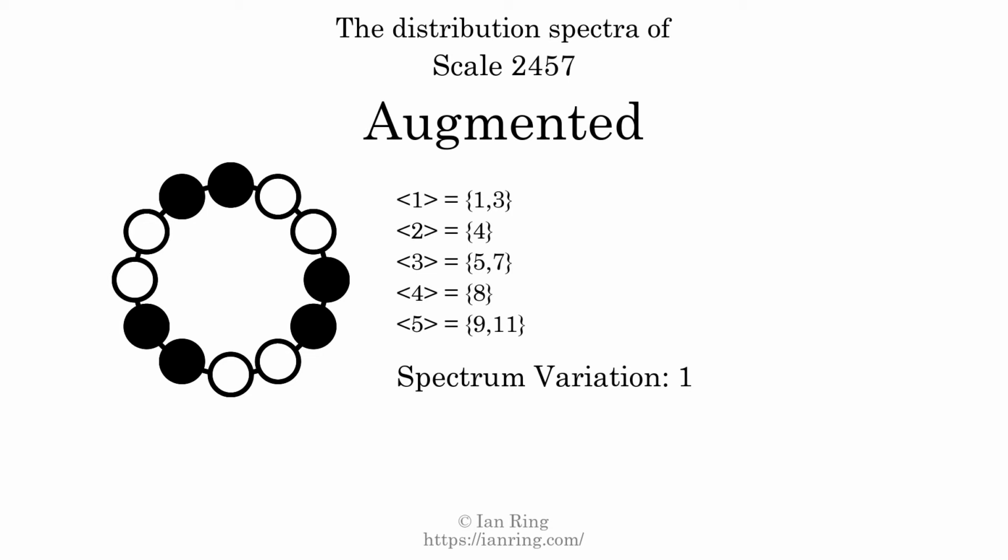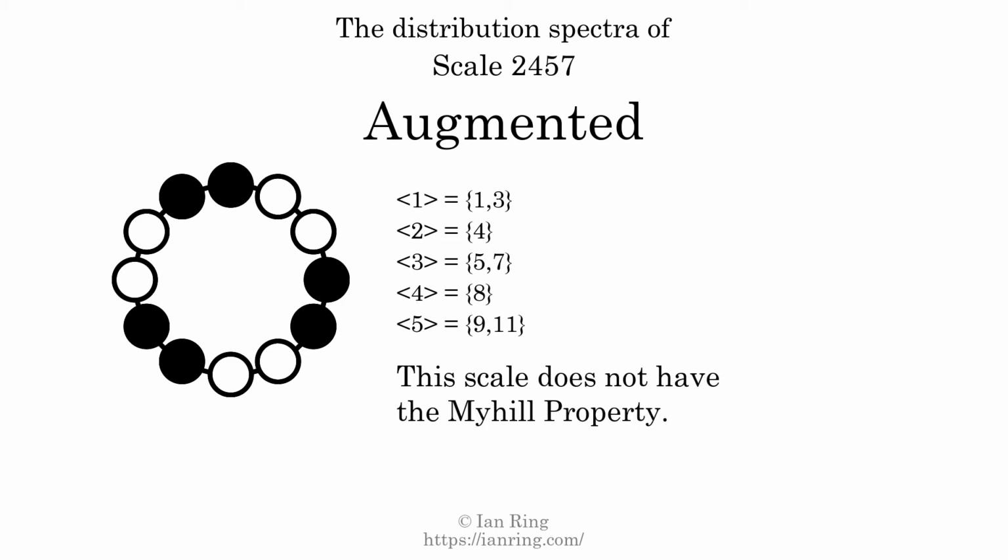Since the variation is greater than 0, this indicates that the scale is not perfectly even. The highest spectrum width is 2. Since this is greater than 1, we know that this scale is not maximally even. If every spectrum has exactly 2 specific intervals, we call that the Myhill property.